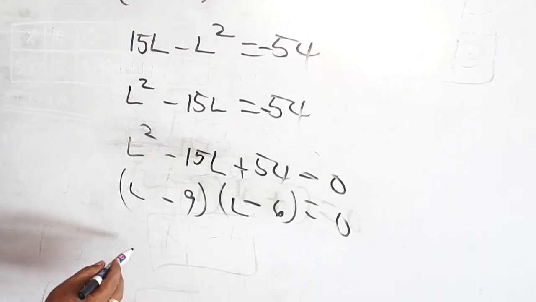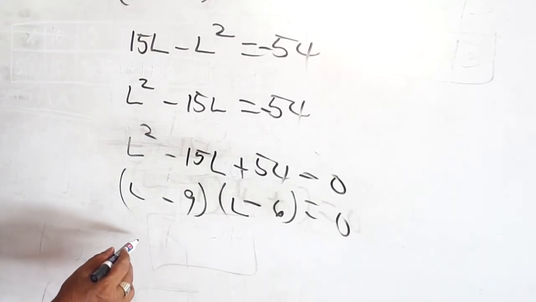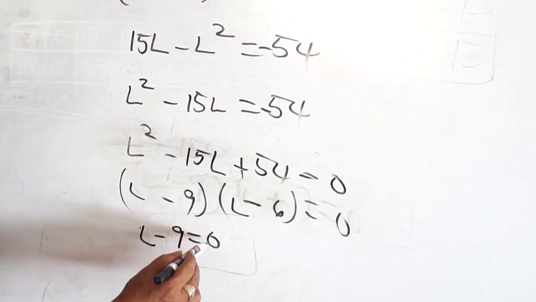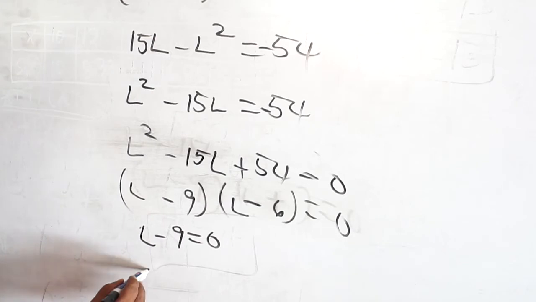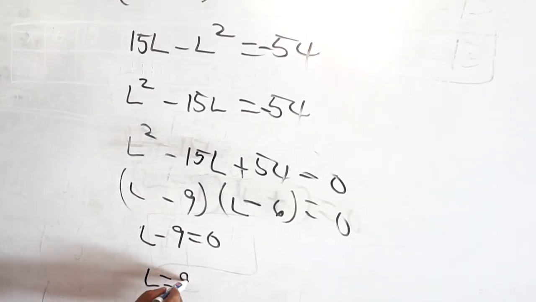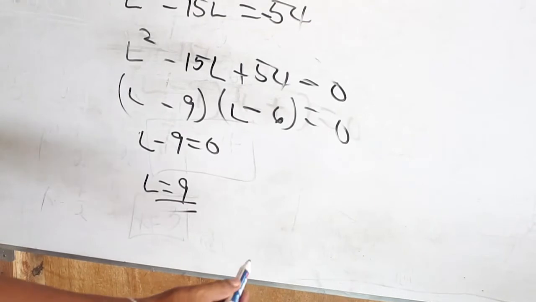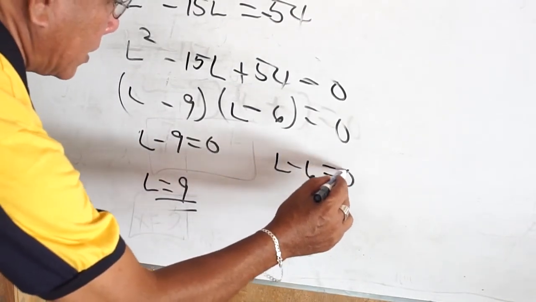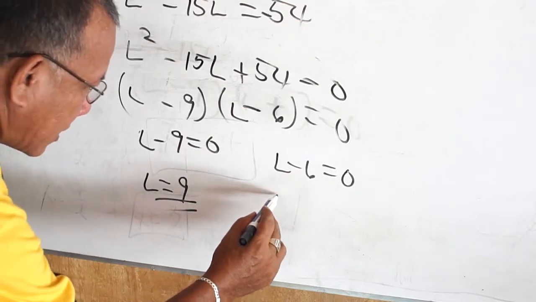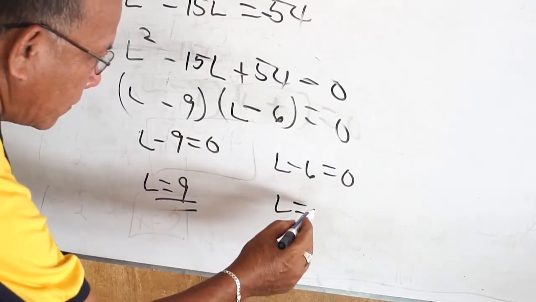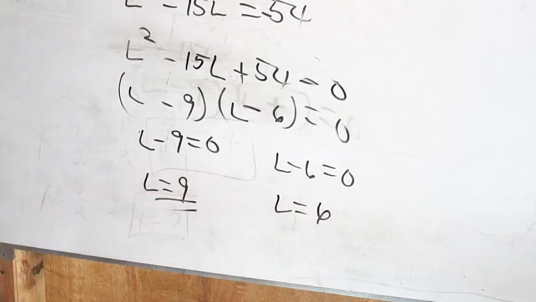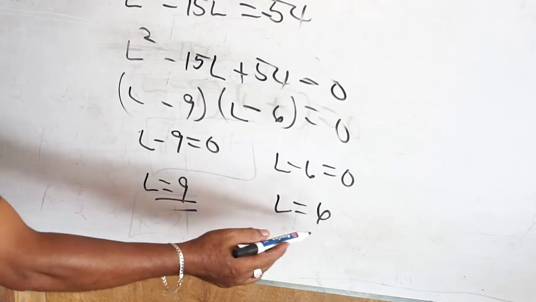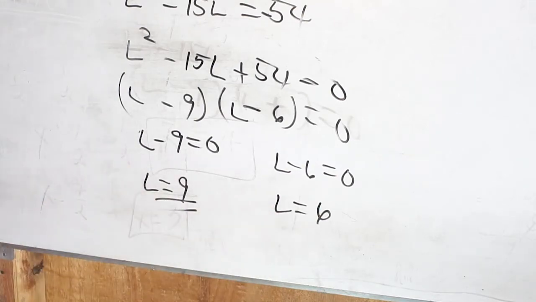Then equate the resulting factors to 0. We have L minus 9 equals 0, so the first root is L equals positive 9. Then the second, L minus 6 equals 0, so L is equal to positive 6. Therefore, the length is equal to 9 and the width is equal to 6.